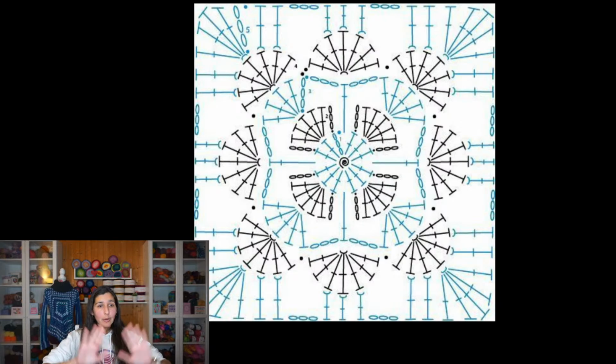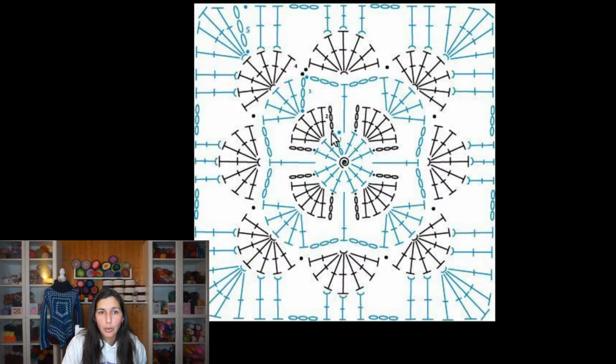Okay, so what I wanted to show you in this specific diagram is the fact that, well, we already saw color changes in the second diagram that I showed you guys, so I just wanted to draw your attention to the fact that there is a color change here too. But the main two things I wanted to show you is watch your slip stitches.